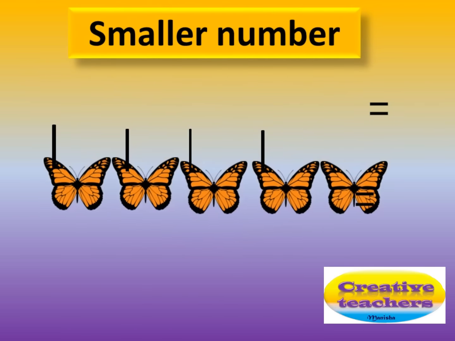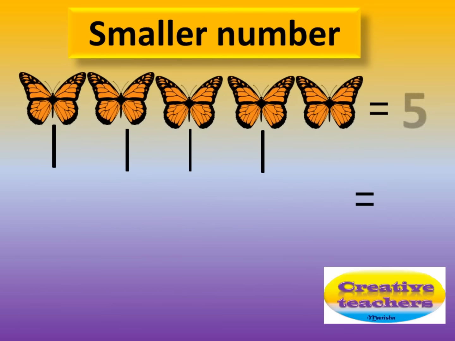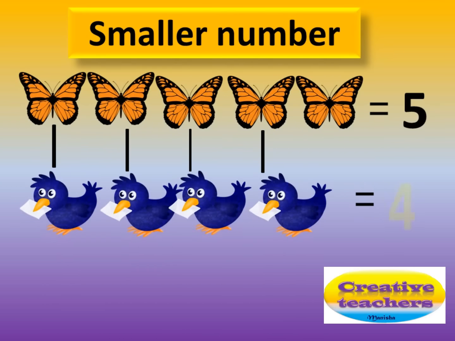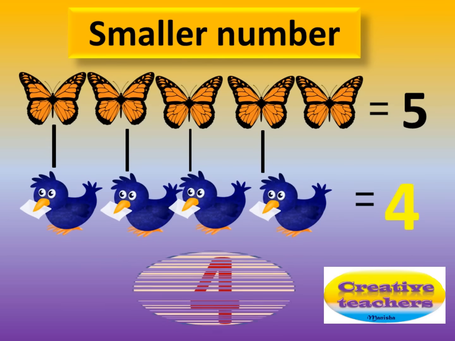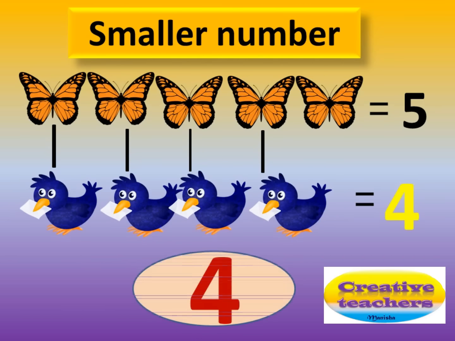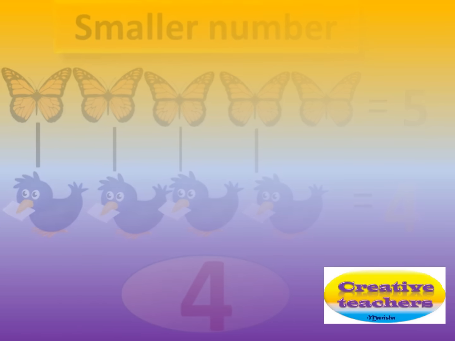Now here are some pictures. Count the pictures. How many butterflies are there? 5. And how many birds are there? 4. Correct. Then which is the smaller number? Yes, correct. 4 is a smaller number.